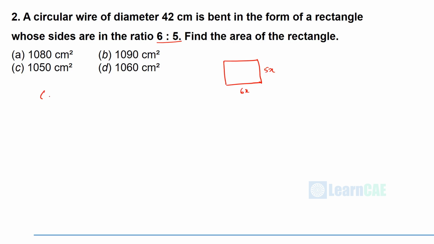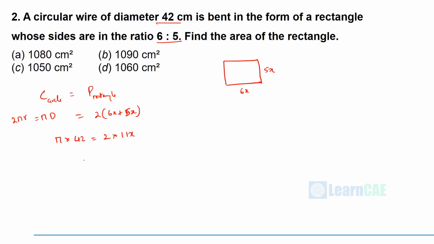So circumference of the circle is equal to perimeter of the rectangle. The circumference of the circle is 2 pi r or pi d, because the diameter is given directly here. And perimeter of the rectangle is 2 into L plus B, that is 6x plus 5x. So we shall substitute the values. D is 42 centimeter, which is equal to 2 into 11x.